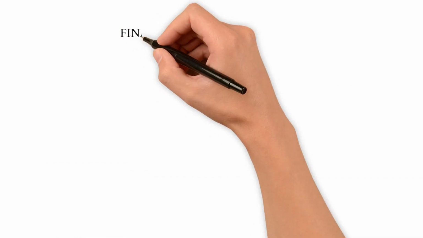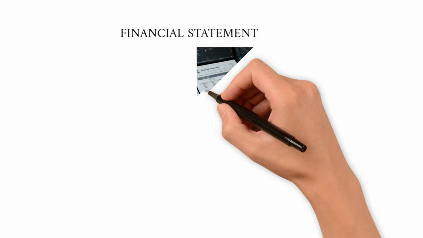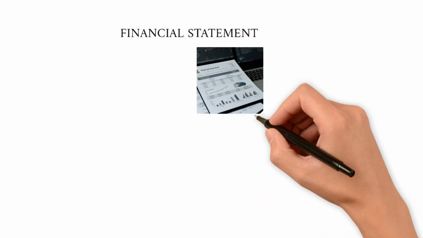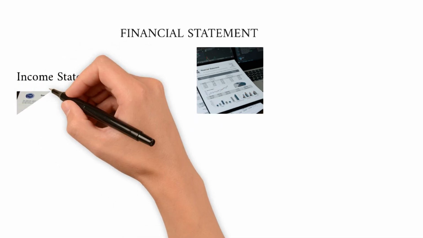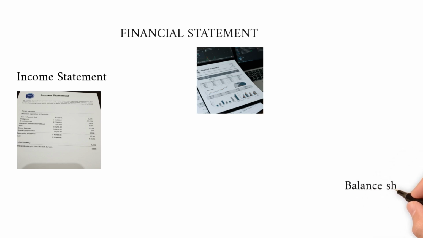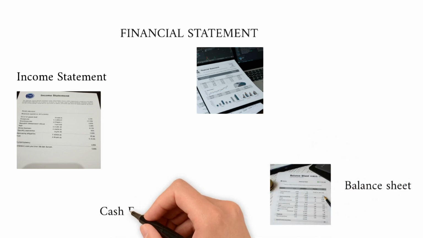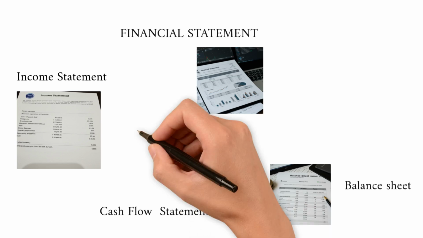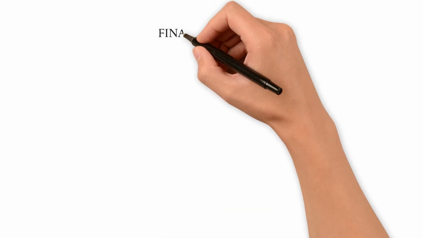Financial statements. By analyzing these statements, we can get a good understanding of the company's financial health and performance. Income statement. This shows the company's revenues, expenses, and profits over a period. Balance sheet. This gives us a snapshot of the company's assets, liabilities, and equity at a specific point in time. Cash flow statement. This shows how much cash is flowing into and out of the business.